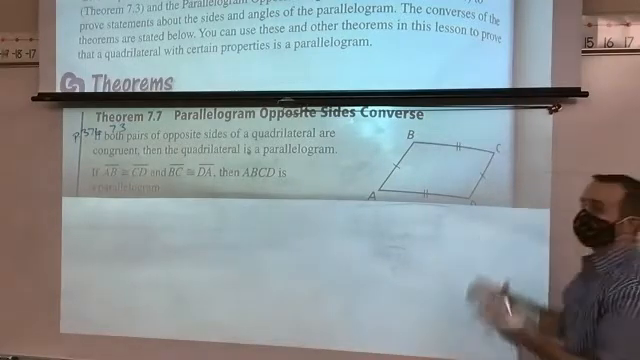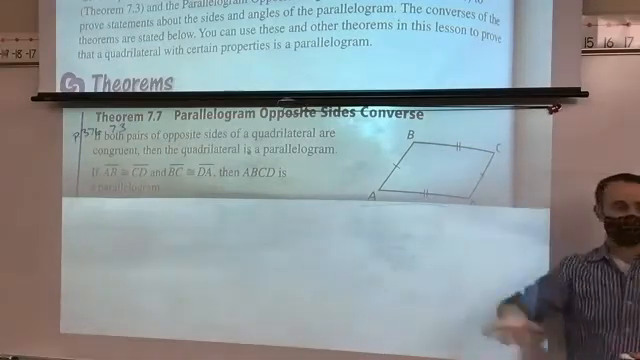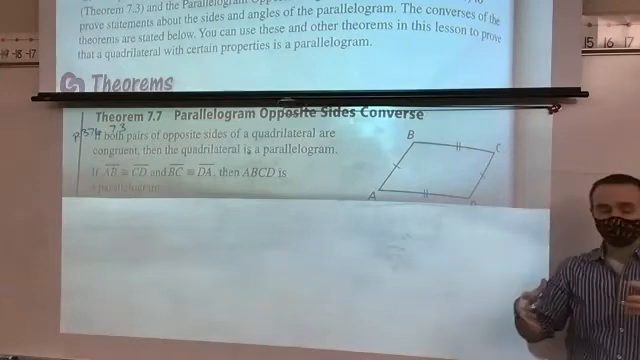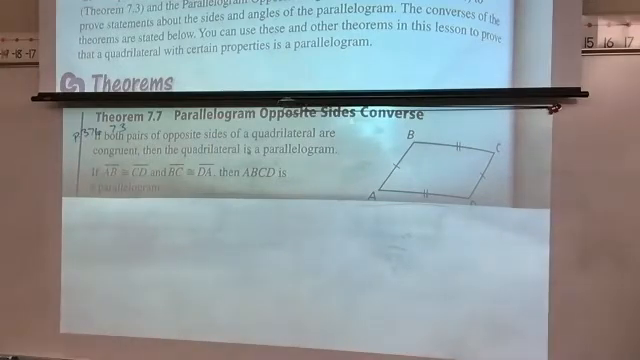And this is knowing nothing else. This is not knowing anything is parallel, not knowing anything about the angles. This is simply knowing we have a quadrilateral where both opposite pairs of sides are congruent. Then we can say, yep, it's a parallelogram.